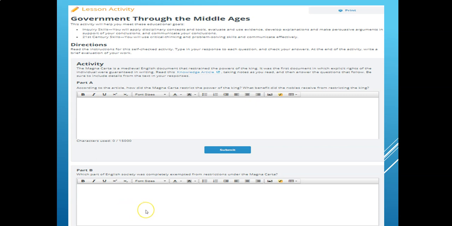Now, part B is asking which part of English society was completely exempted from restrictions under the Magna Carta. If you remember, we talked about the church. We mentioned that the church was actually exempted from this. So this is one way that you can have an understanding of what you can write as an answer here.